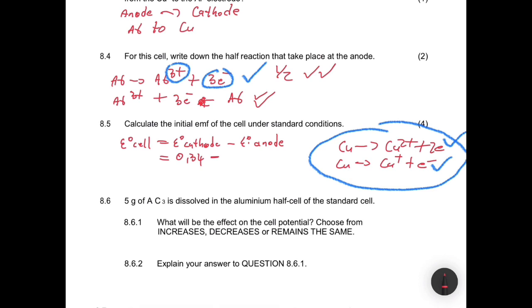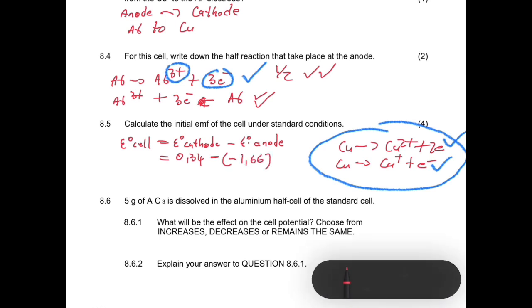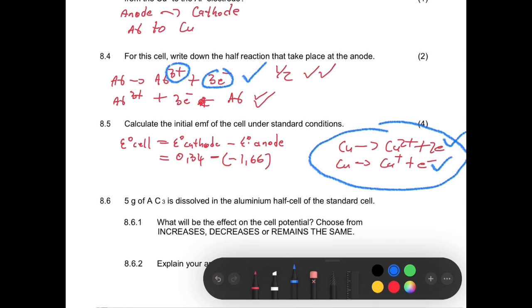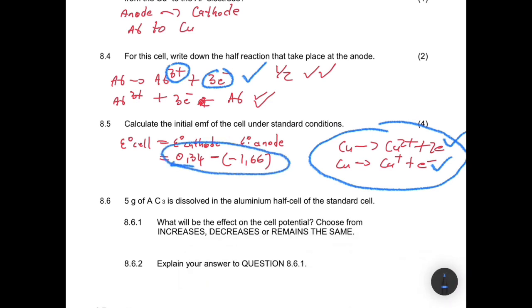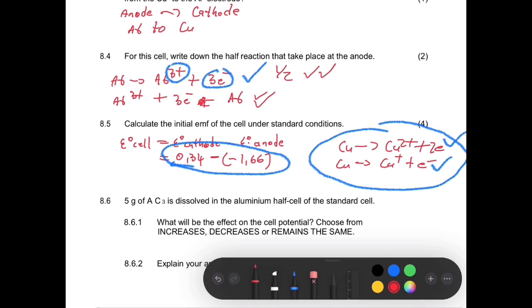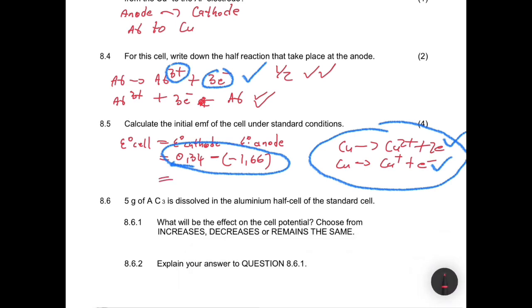And then minus the potential at the anode. At the anode, we have aluminium, giving us aluminium 3 plus 3 electrons, right? And then it has a negative value. It has minus 1.66. Go to the back of your question paper and you're going to see these values I'm talking about. They are there on your question paper. So now we basically have 0.34 plus 1.66, right? Which will give you 2 volts. So then the initial EMF of this cell under standard conditions is 2 volts, right?